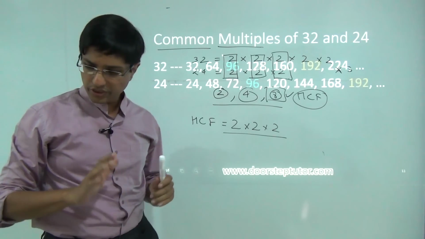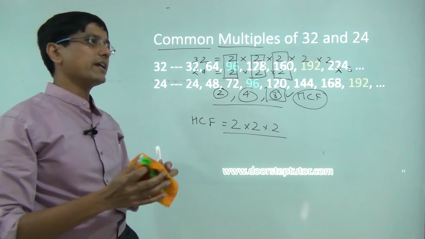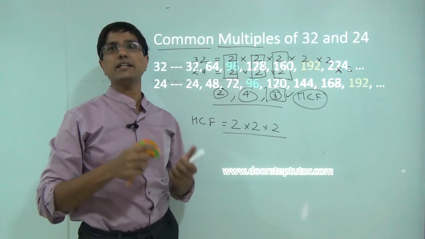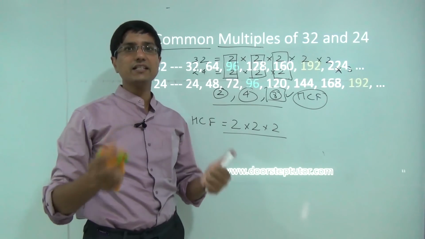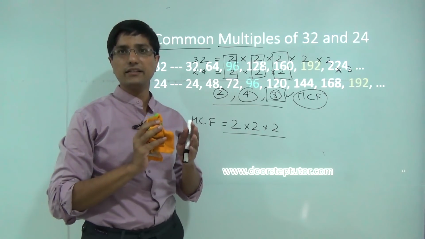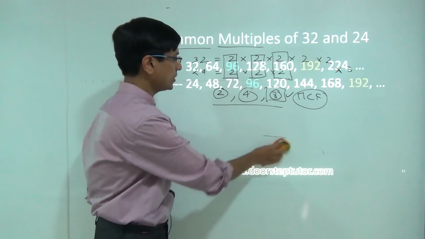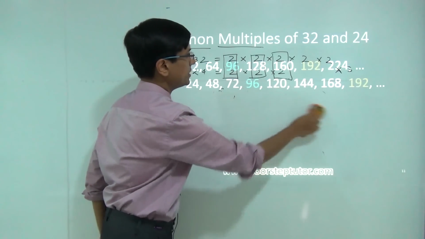So by now I think we understand what is HCF. It is the highest common factor. It is the largest number which can divide all n given numbers. So that would be the HCF.